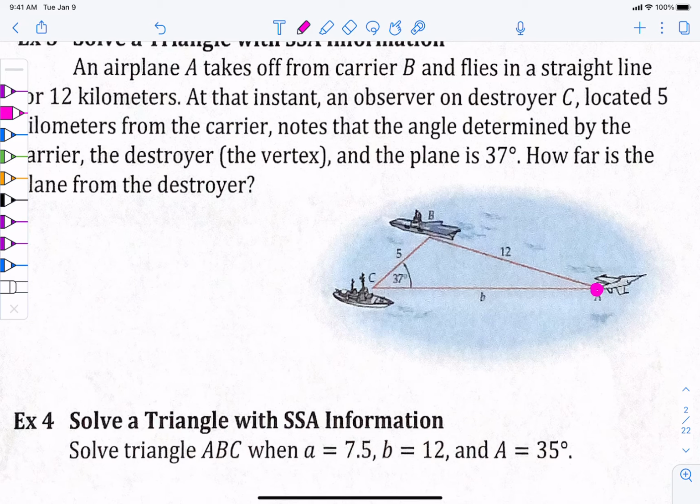Airplane A takes off from carrier B. No. You're reading and I'm not. He starts here. It's like Start. It's like the airplane up in the sky is pooping out an airplane, right? Yeah, that's exactly what's happening. It's pooping another airplane out and then he's flying, right?